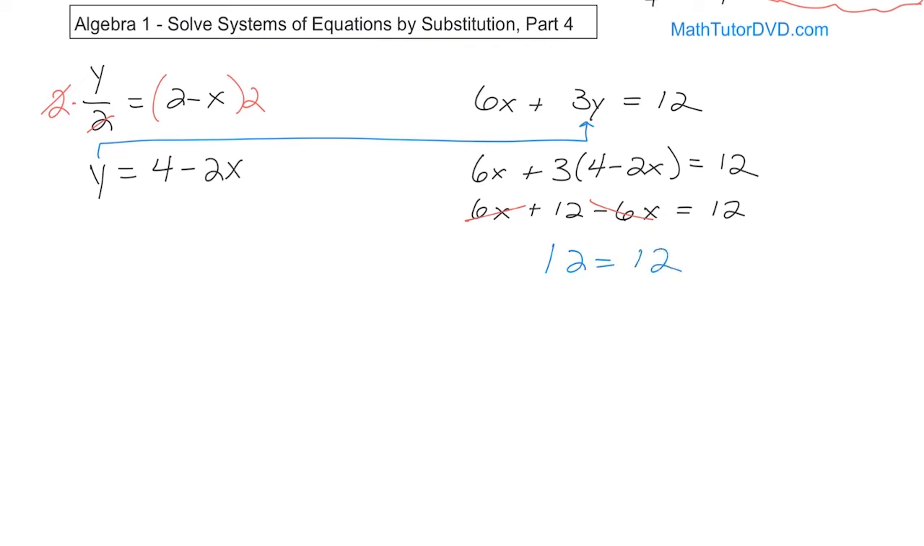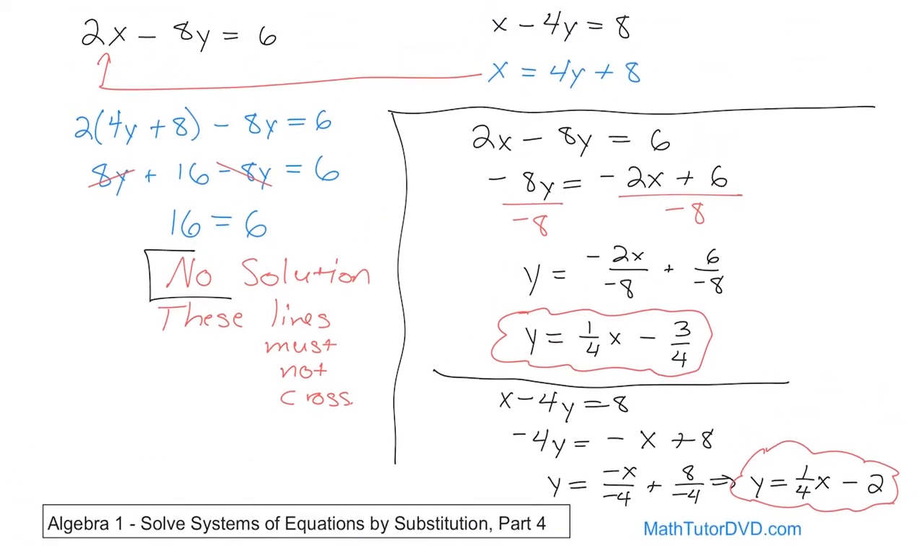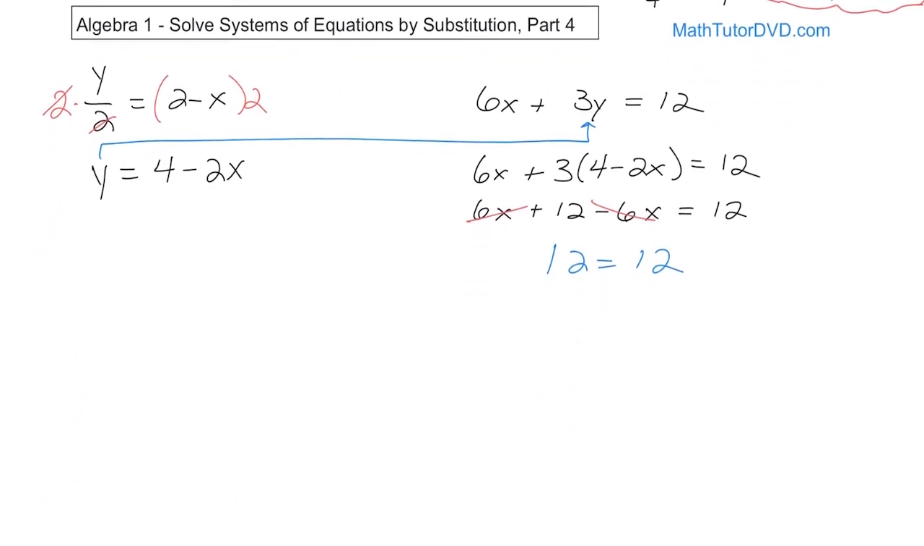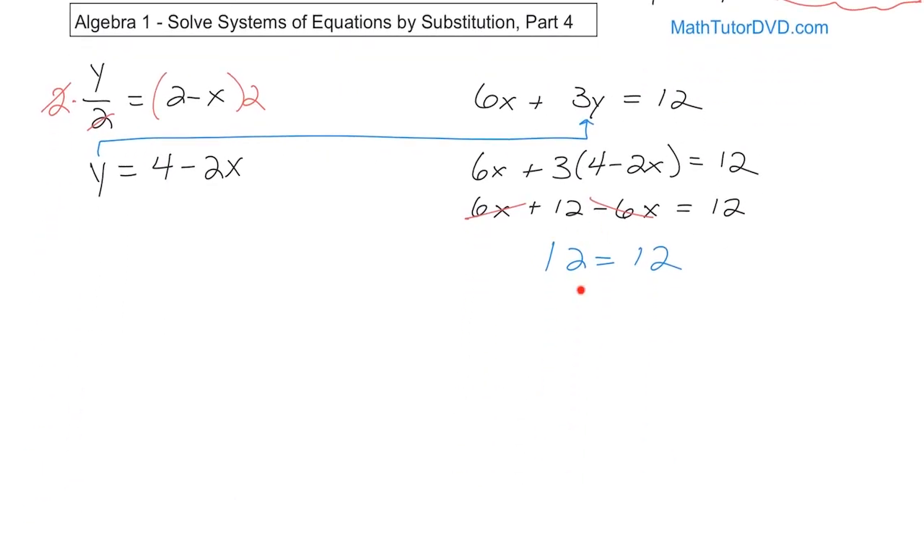Now this is different than before. Before, we were given something whenever we got down to this point. It was definitely weird, but it was never ever true. 16 can never be equal to 6. Now we're given a situation where 12 is equal to 12. This is always true. It's a little different. It's not that it's never true. It's literally always true. 12 is always equal to 12. So this does not mean that there's no solution. This means the opposite. This means that these two equations are always in solution.